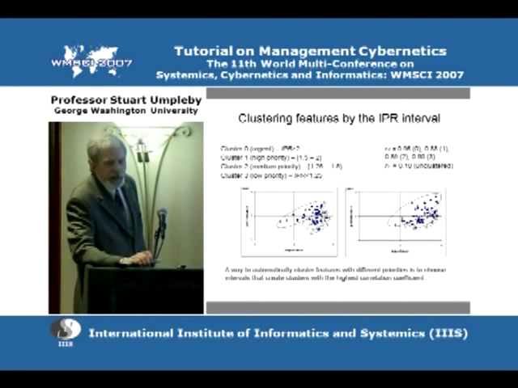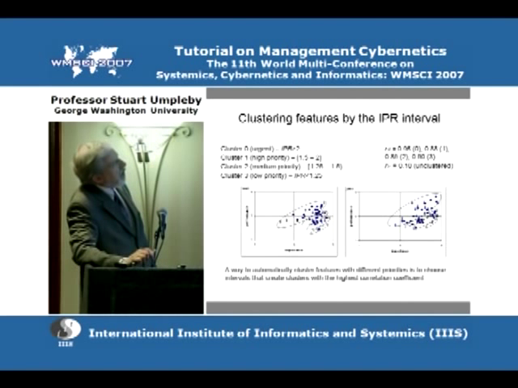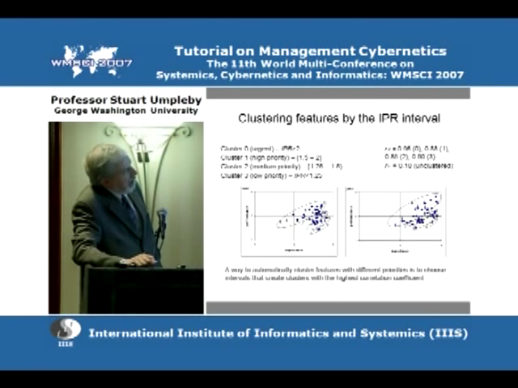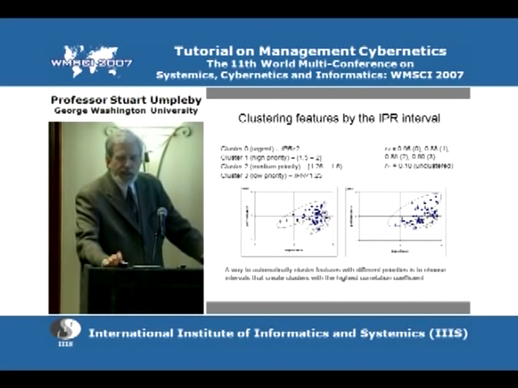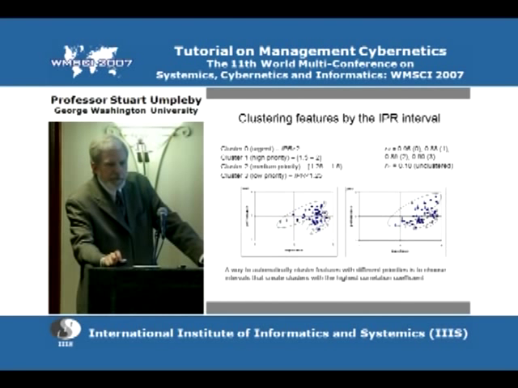But in working with this, we also came up with the IP ratio, that is the improvement performance ratio. And you can then define intervals on this ratio, and that gives you a combination of importance and performance. And you can then say that these items here are urgent, high priority, medium priority, and low priority. That's a much more useful ranking, because then you don't have to break things down by either importance or performance.